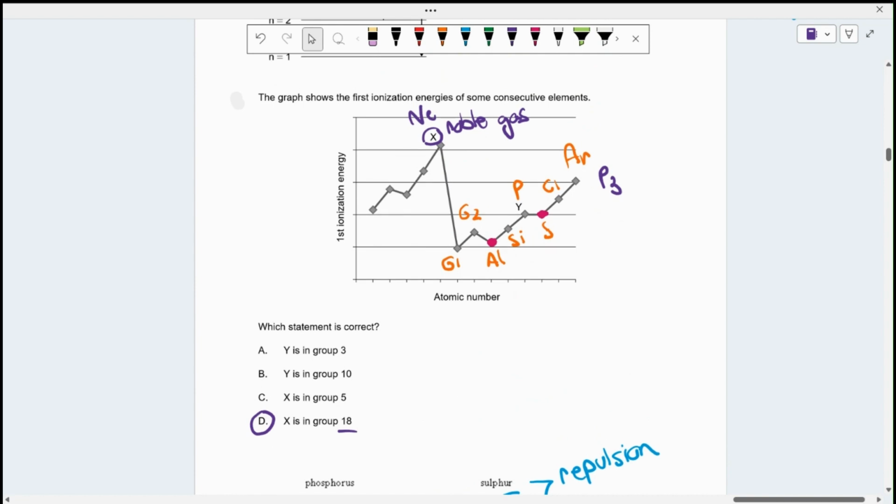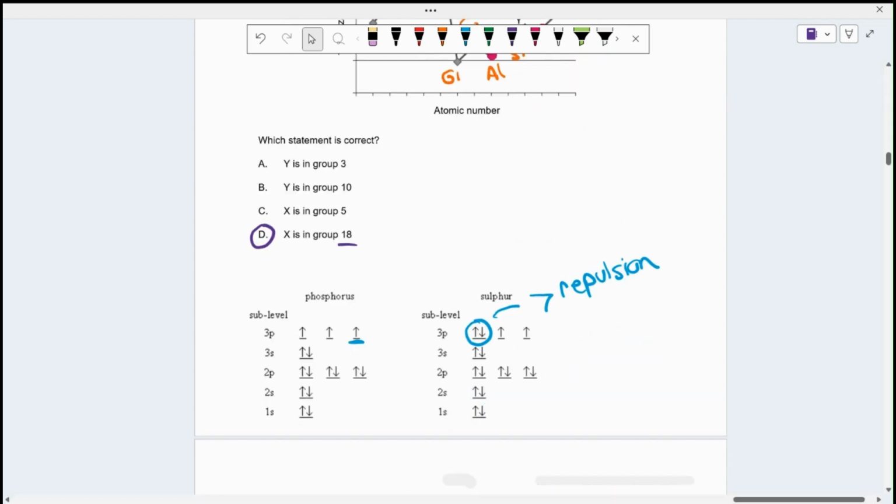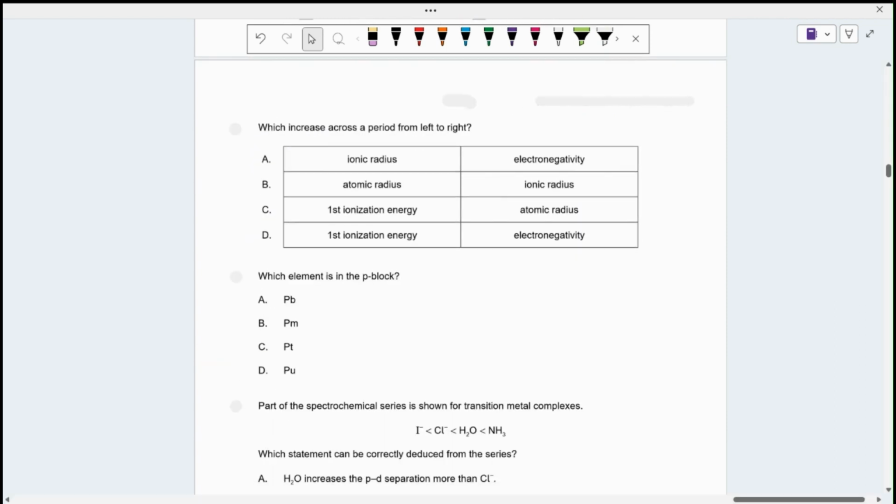So yeah, that's that. Just wanted to make a little side note because that comes up in both paper 1 and paper 2. So good tip here is to think about the electronic configuration as well as the orbitals. Next question. Which increase across a period from left to right? Okay, so I have a framework of just memorizing the trends very quickly here for paper 1 questions.